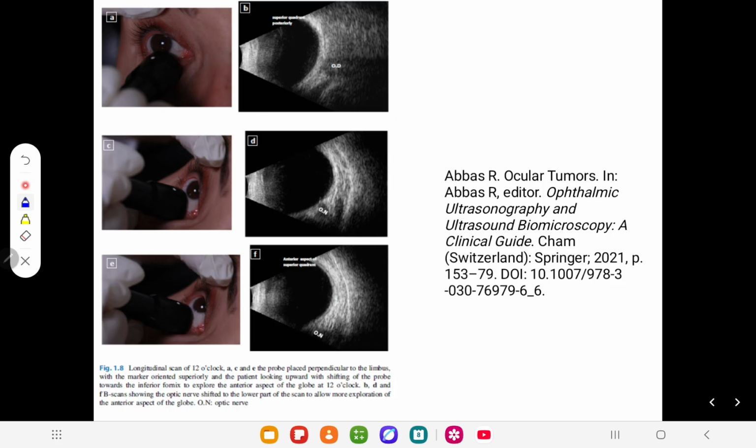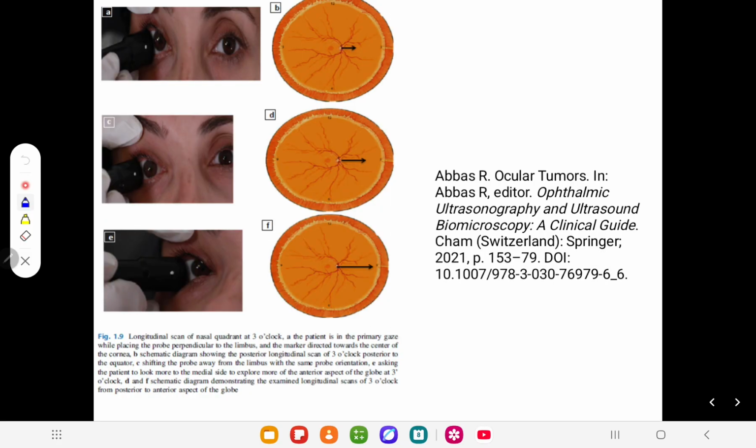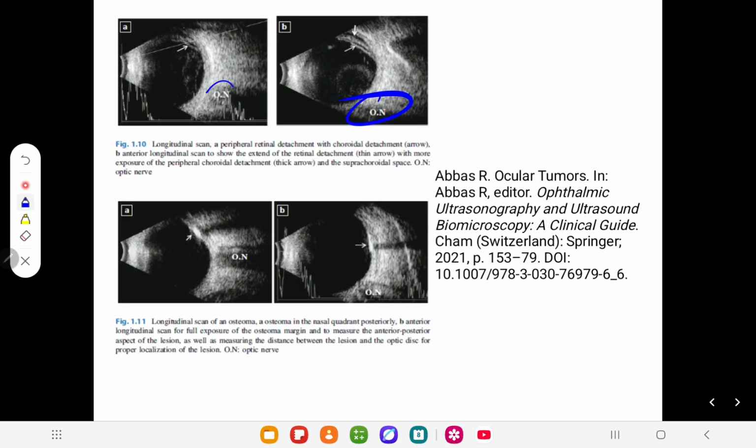Just remember this. The probe is perpendicular to the limbus, the optic nerve is towards the bottom, and the superior quadrant is posteriorly. Can you see the optic nerve is towards the bottom? It's very important, and you can definitely move from the limbus to the fornix. This is very tricky: 90 degrees to the limbus and moving to the periphery. More and more towards the fornix, the probe moves like this, and the optic nerve is always at the bottom.